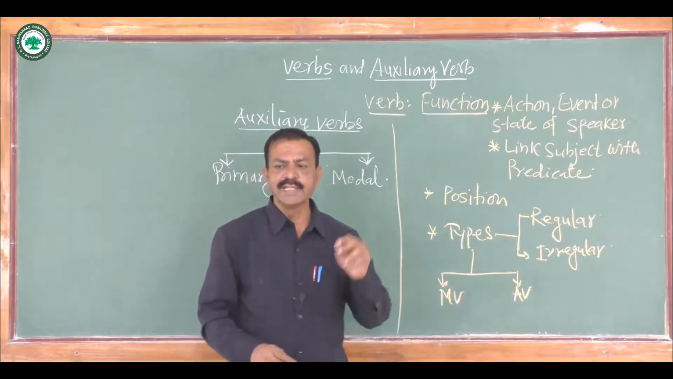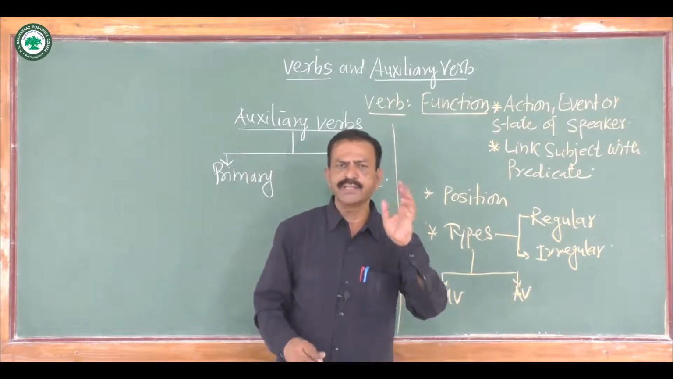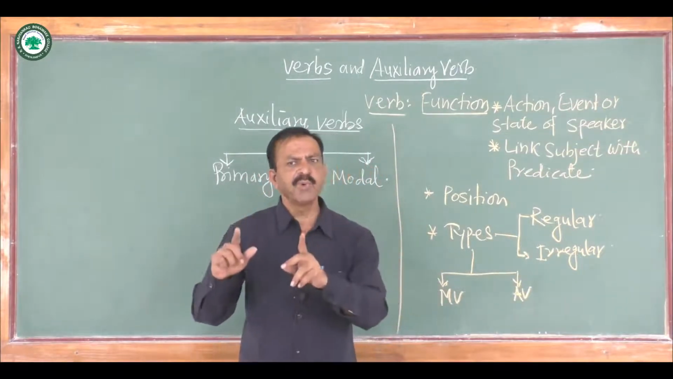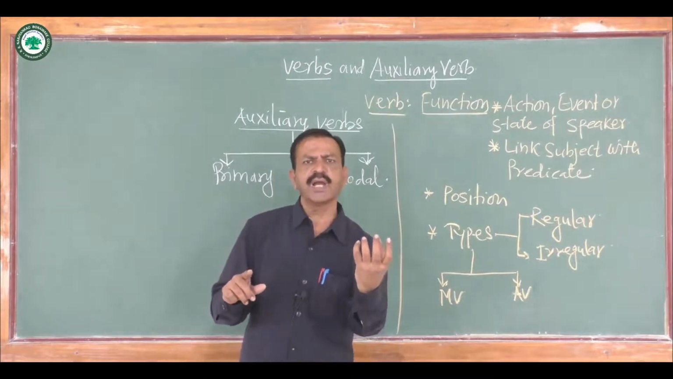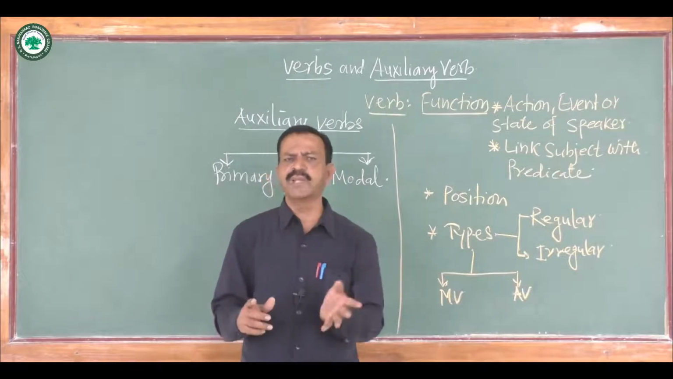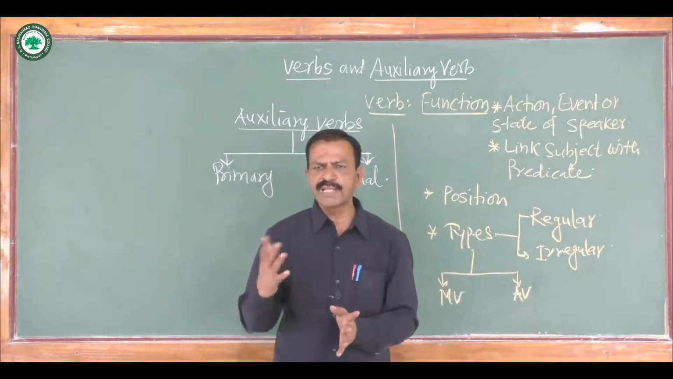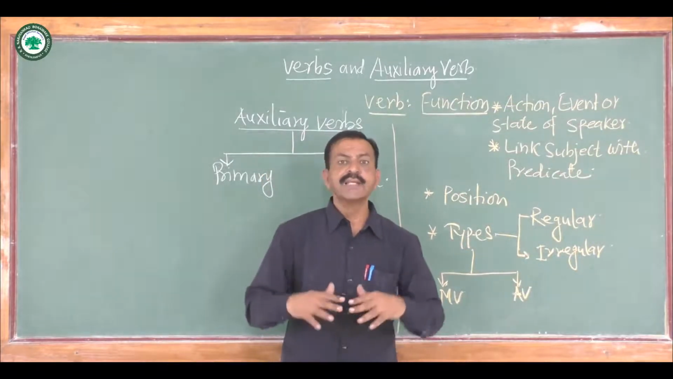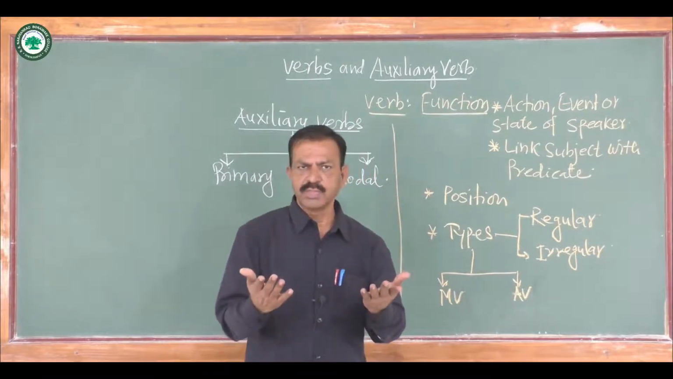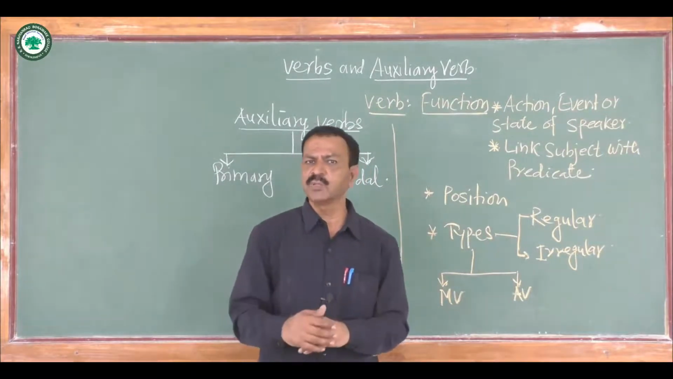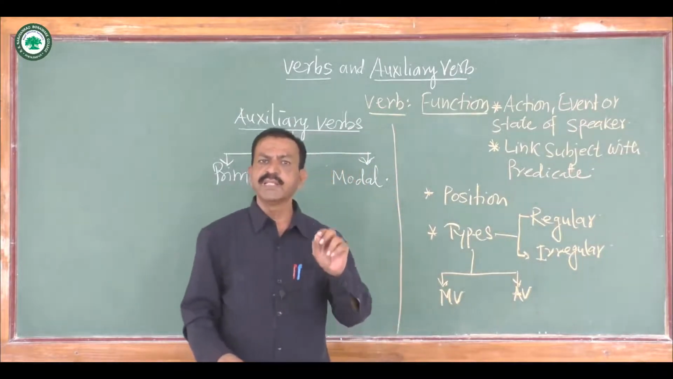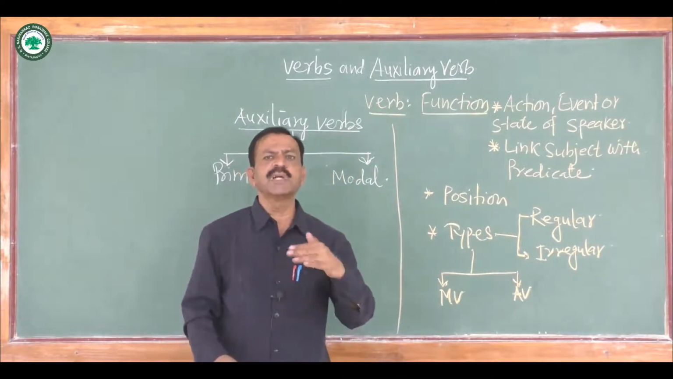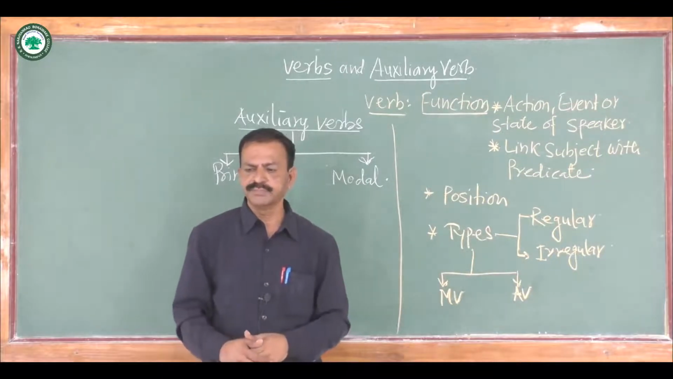In the sentence, she is writing a letter. Here the main verb is writing, and is is an auxiliary verb which helps the main verb. But in the second sentence, when I say she is a teacher, no main verb is used here, and the primary auxiliary, that is, is, plays the role of main verb.